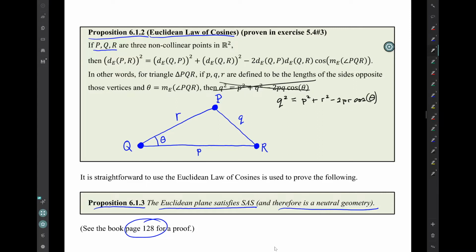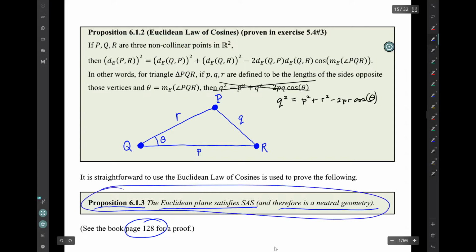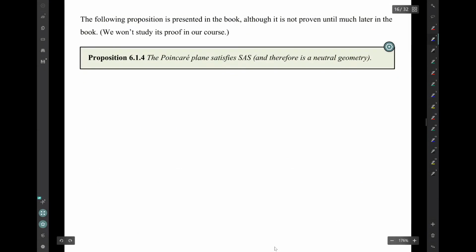Notice that these distances, little p, little q, and little r, are Euclidean distances. Well, that Euclidean law of cosines is used in proving proposition 6.1.3, that the Euclidean plane is a neutral geometry. And the book also proves this proposition that says that the Poincare plane satisfies the side-angle-side axiom and therefore is a neutral geometry. That's a substantially harder proof. It's not even presented in the book until much later. We won't study the proof in our course.